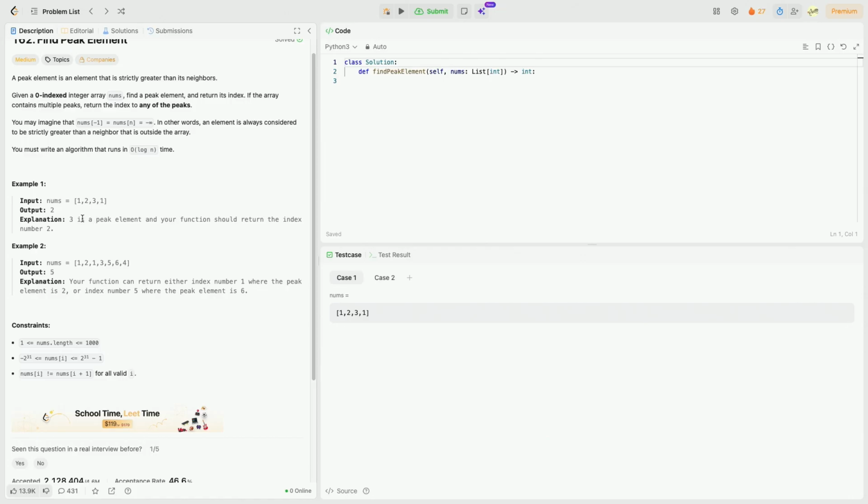Okay, example input. Here we have an array of, I would call these heights: 1, 2, 3, 1. So the 3 is definitely the peak because the left and right elements are smaller. This one is not a peak because this one is higher. That one's not a peak because that one's higher. And the 2 is also not a peak because even though it's larger than 1, it's smaller than 3. And we return 2 as the index position. Return the index of the peak.